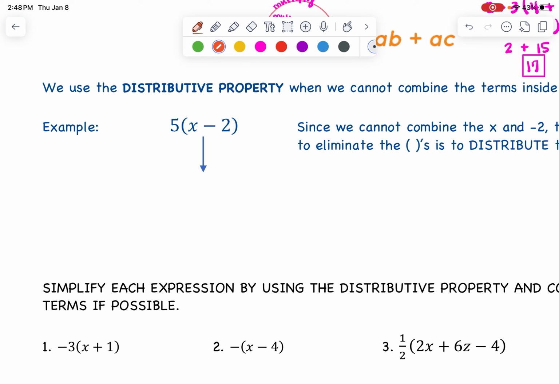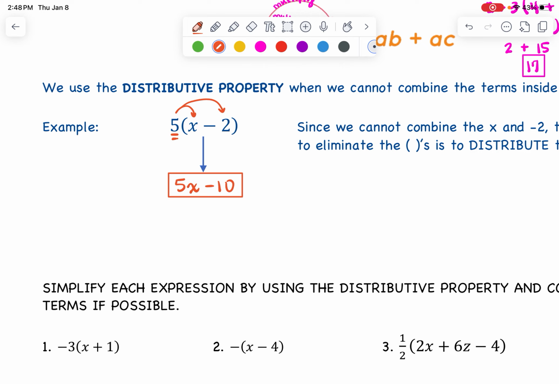So clearly I cannot do anything with x minus 2 because they're not like terms, but I do have this lovely 5 multiplier that's hanging out in front, which is telling me to multiply everybody by 5. So if I multiply x times 5, that gives me 5x, and 5 times negative 2, because that is a negative 2, is going to give me negative 10. And that's it. That's my answer because those are not like terms. I can't combine them, but I did get rid of the parentheses, which again is our ultimate goal today, right?